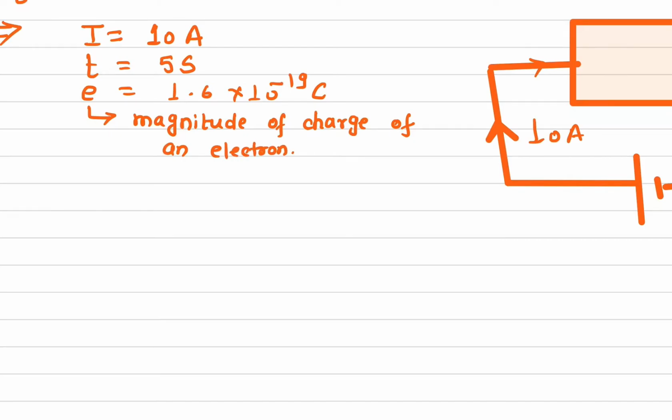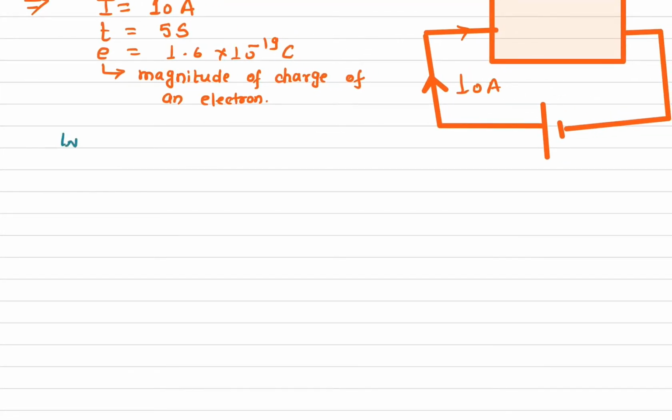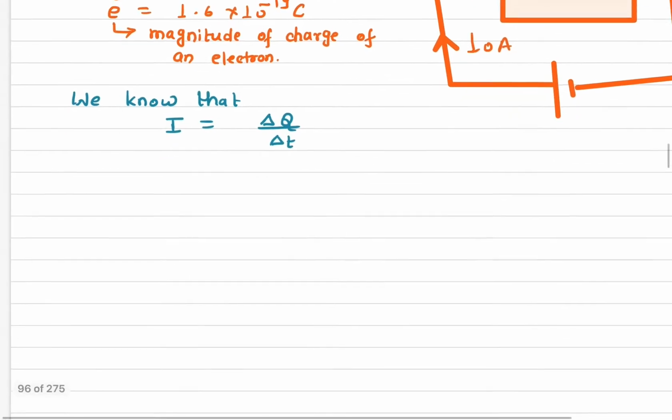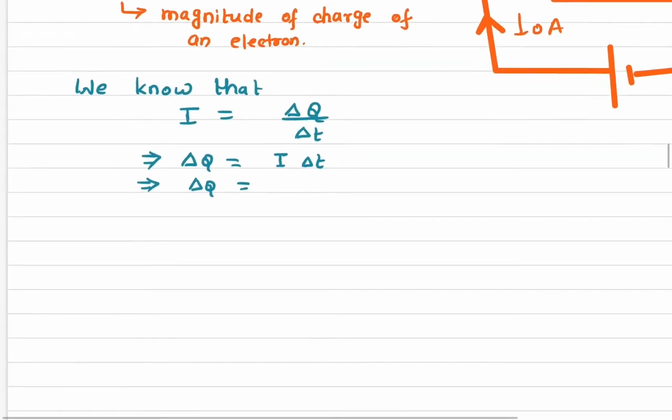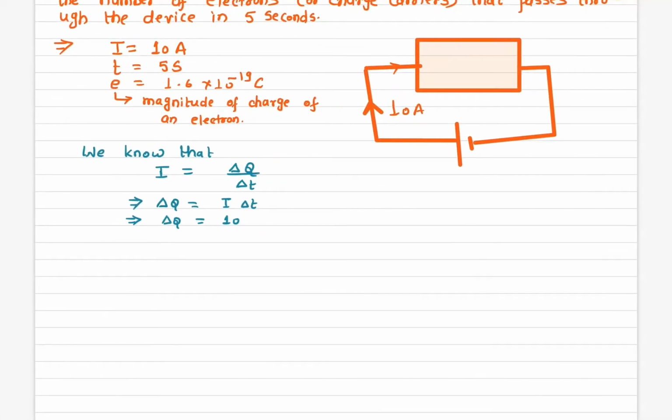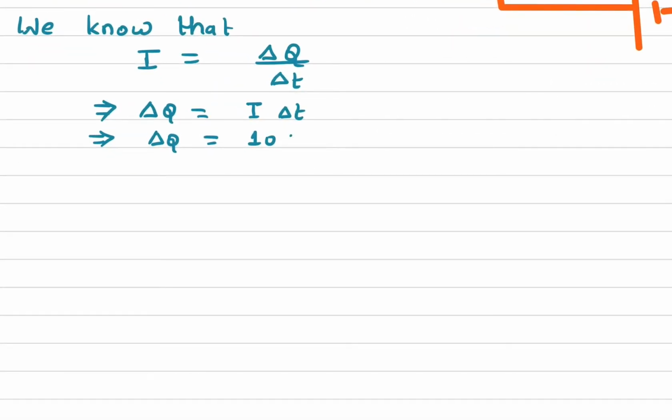An electron. We know that the way the current is defined is I equals delta Q, the charge that passes through in a certain time, delta T. So from this equation, the charge delta Q is given by I times delta T. I is 10 ampere, and the time is 5 seconds. So let's multiply this together. This is in amps and this is in seconds, so that's the proper unit. So we have 50 coulomb charge.